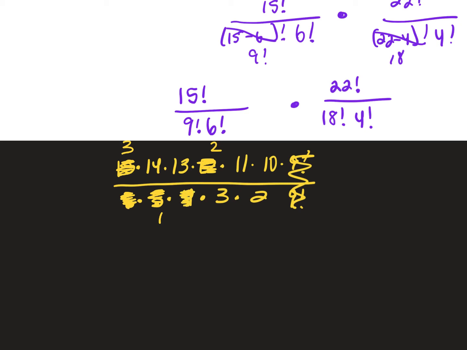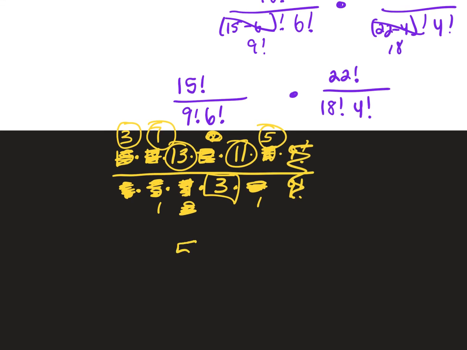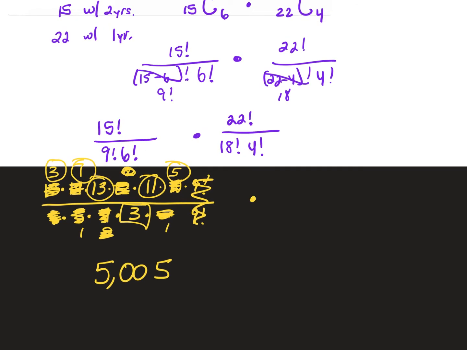4 goes into 14, we can say this is 2, this will become 7. Now these 2's will cancel out here. 2 goes into 2 once, 2 goes into 10 five times. So we have 3 times 7 times 13 times 5 times 11 divided by 3. And in your calculator, you get 5,005. Now over here, we're going to do the same thing. Just simplify, and then we're going to multiply.